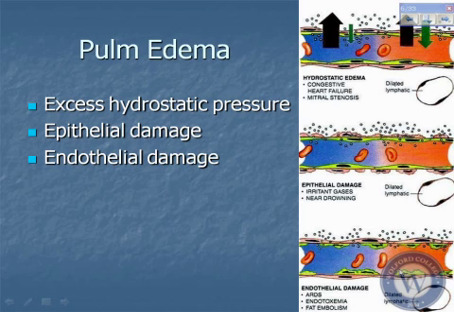So endothelial damage is a much more severe form of pulmonary edema. It's more consistent with stage 2 edema. Epithelial damage, pulmonary edema tends to stay in stage 1 unless you wait too long and you don't treat it aggressively.